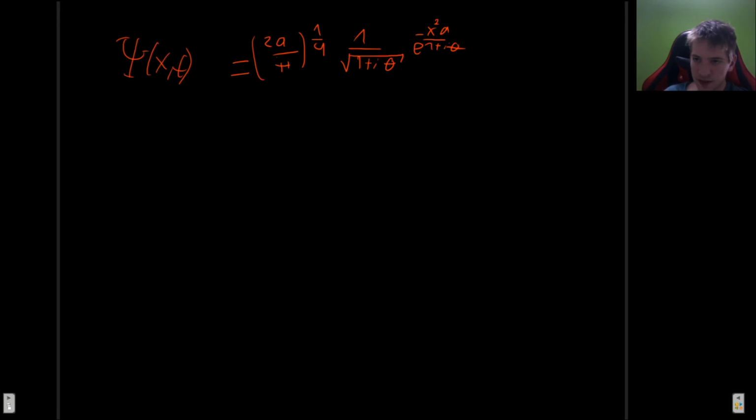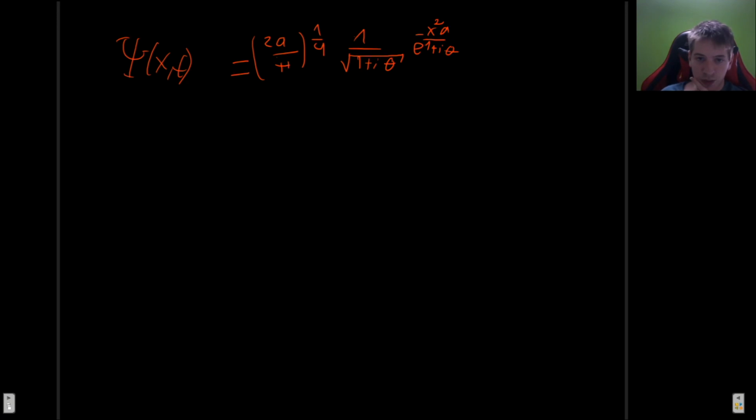I'm just going to tidy this up a little bit, 1 plus i theta. Okay, I'm just going to make a quick pause to make sure that I have not made any silly mistakes so far. So it is 2a divided by pi to the 1/4 power, times e to the minus a x squared divided by 1 plus i theta, divided by the square root of 1 plus i theta. Okay, so far so good.